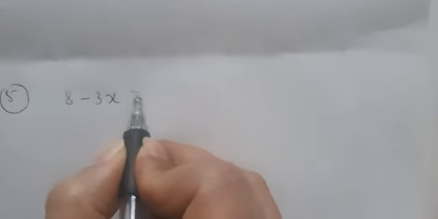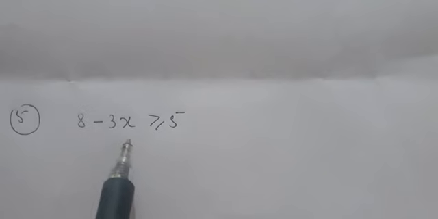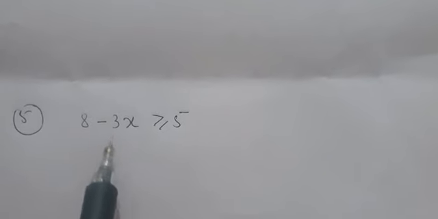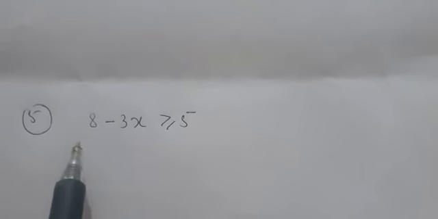Now we will solve problem number 5, that is 8 minus 3x greater than or equal to 5. And now we need to solve this inequality for x. We will remove all the rest of the numbers, whether they are multiplied, divided, added or subtracted, along with this x variable.